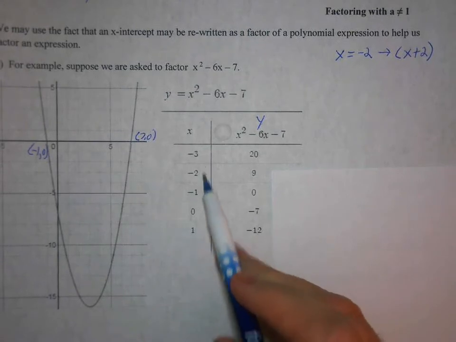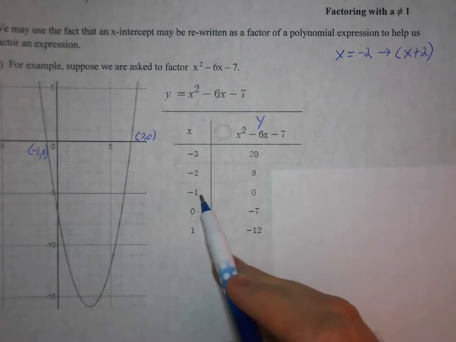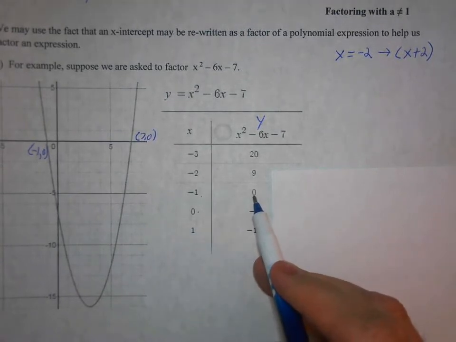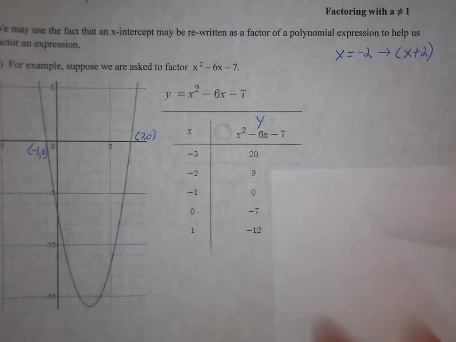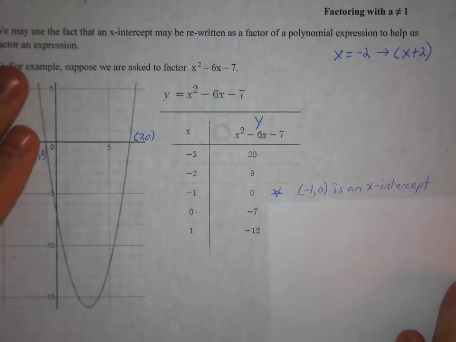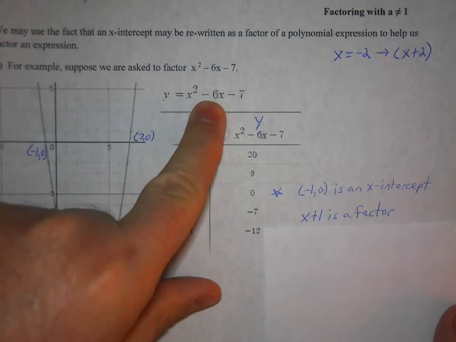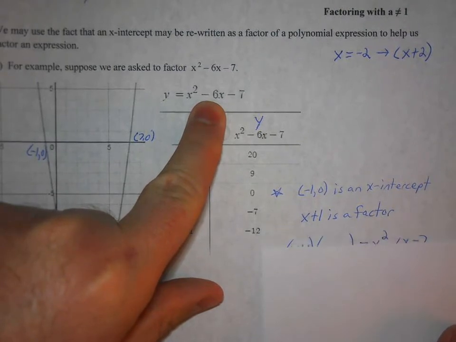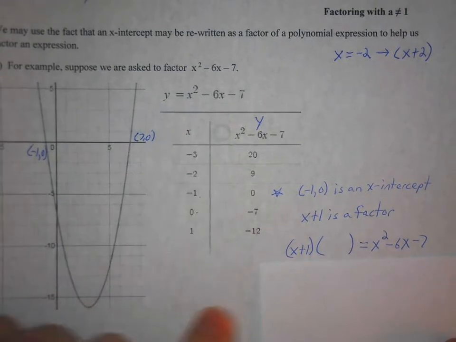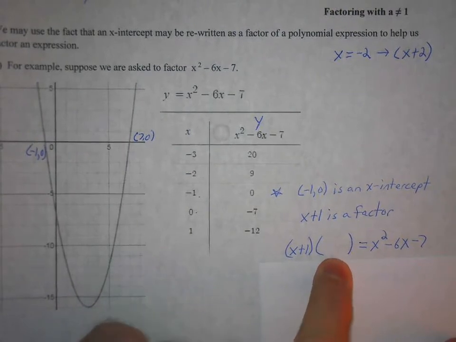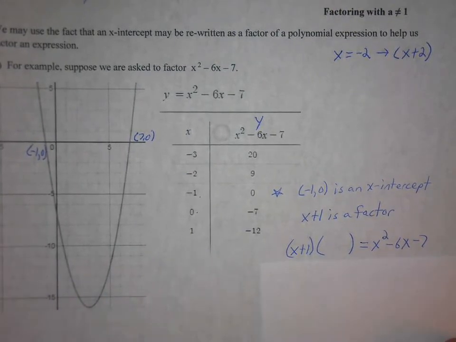And we see that here in this table, that when x is -1, we get a y value of 0. So think about what that means for us. It means (-1, 0) is an x-intercept, which means x plus 1 is a factor of x squared minus 6x minus 7. So we know that x plus 1 times some other polynomial must equal x squared minus 6x minus 7.